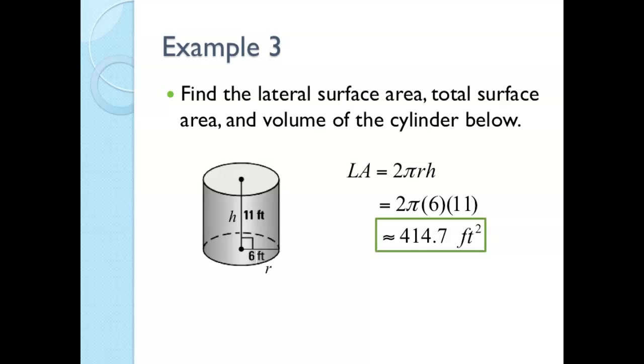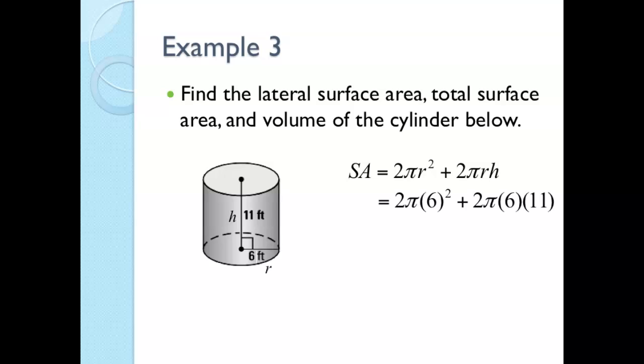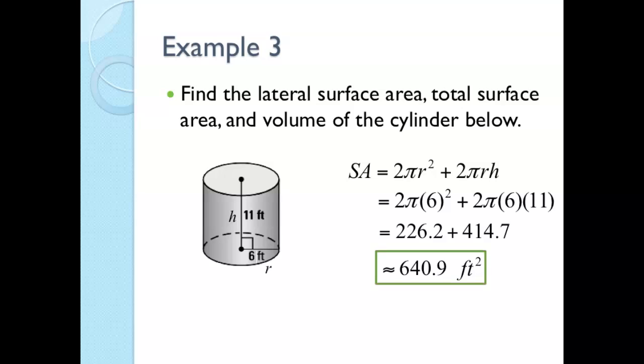All right, next, to find the total surface area, that is 2 pi r squared plus 2 pi r h. So this will be 2 pi times 6 squared plus 2 pi times 6 times 11. For 2 pi 6 squared, make sure you're squaring the 6 first before you multiply it by 2 pi. This ends up being 226.2 plus 414.7. Adding those together, we get that this is 640.9. Again, this is an area, so the units here are going to be square feet.